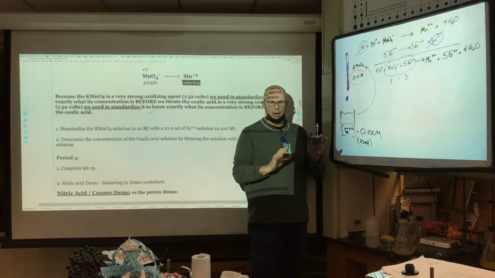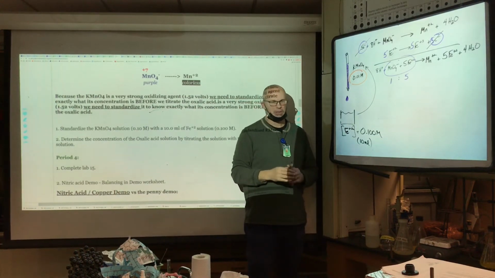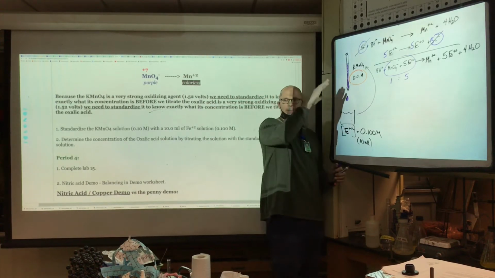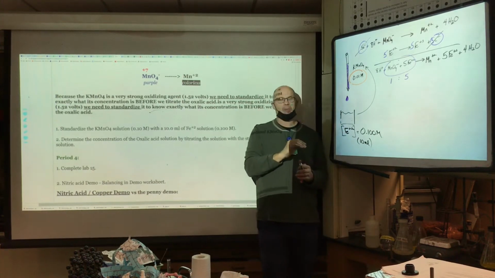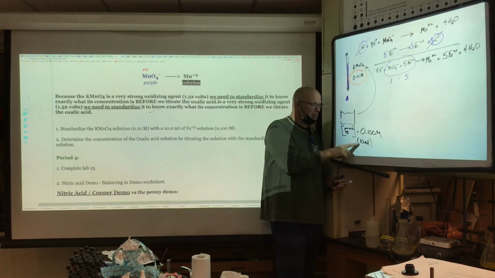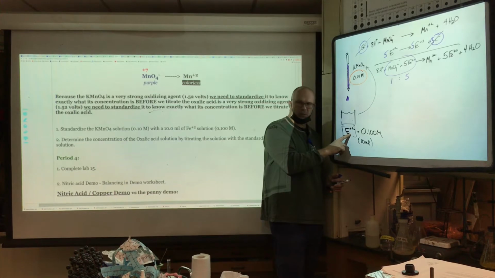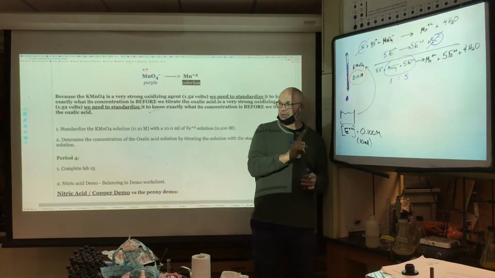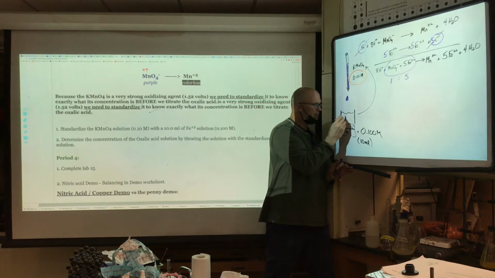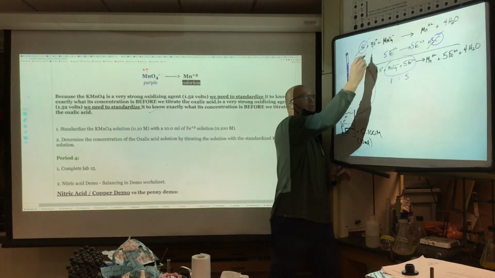Okay, so how do we do the standardization? We're going to go do it in a second. But what do we do here? I'm going to fill up the burette with potassium permanganate. You're going to zero it out. I already have a beaker measured out with 10 milliliters of Fe+2. It also has 10 milliliters of sulfuric acid. So there's H pluses in here. Remember, this is done in an acidic environment.